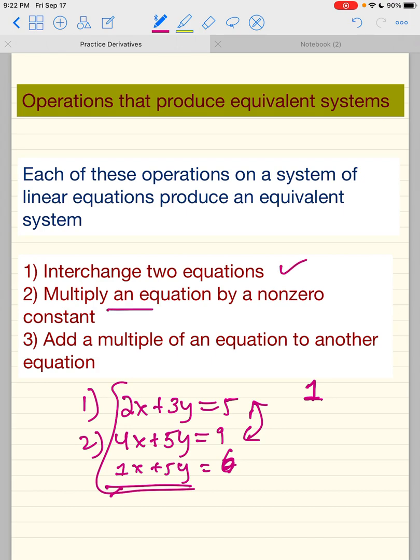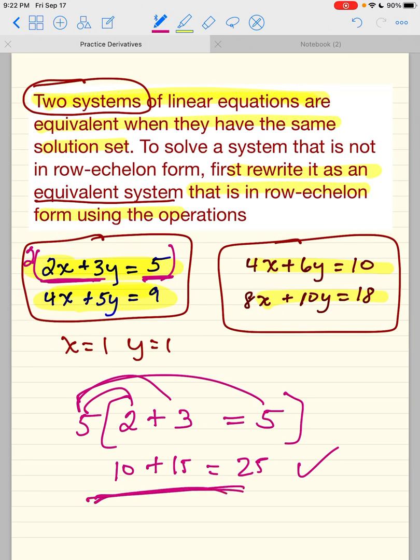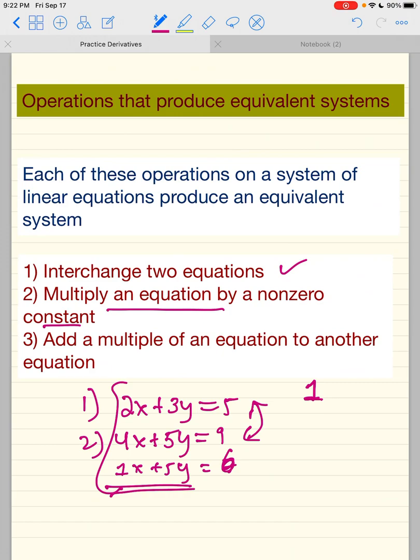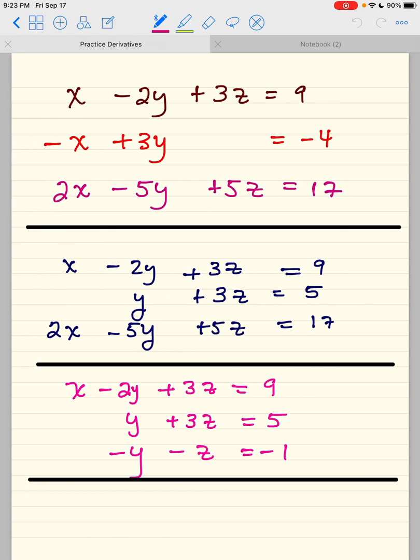You can multiply an equation by a constant, which I just showed you. You're not changing anything when you do that. And then you can add a multiple of an equation to another equation, okay? So these are your three things that you can do, the three operations, and you will still produce equivalent systems. So I'm going to do one example with you and then we'll stop the video.